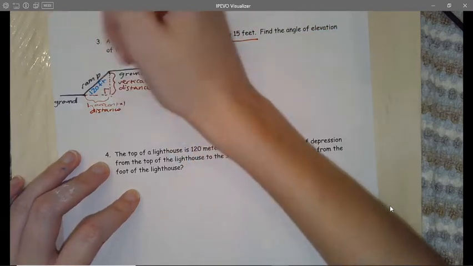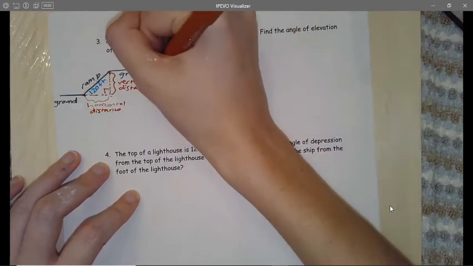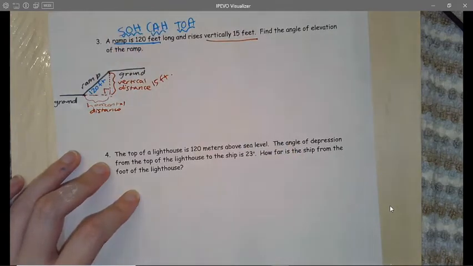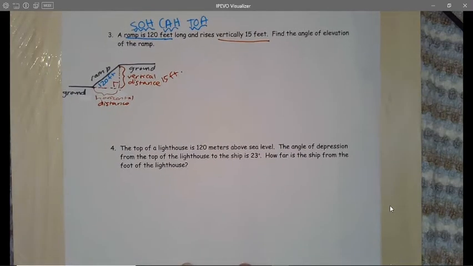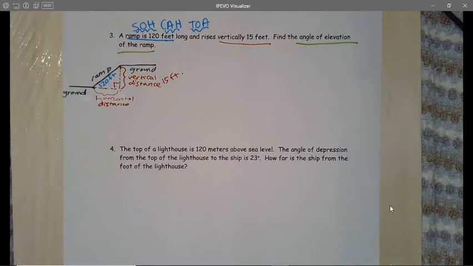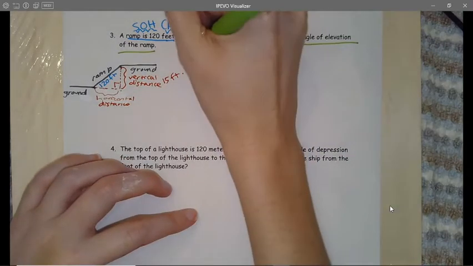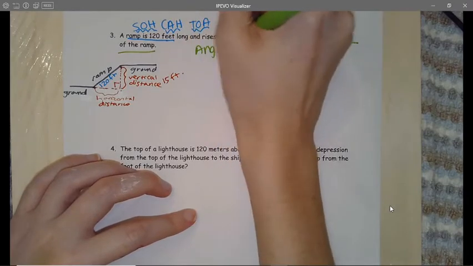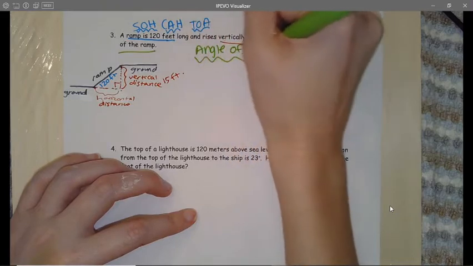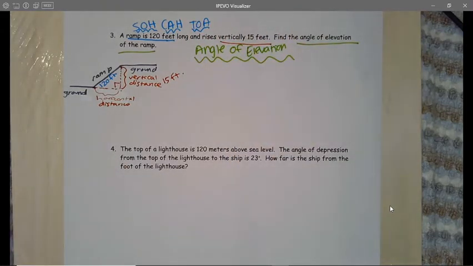Let's see, I didn't leave a whole lot of space. So our vertical distance is 15 feet. I guess I'll write it here because I'm out of space. Okay, find the angle of elevation of the ramp. So we're dealing with an angle of elevation again, so that's good to know. And from here we want to know what that angle of elevation is.